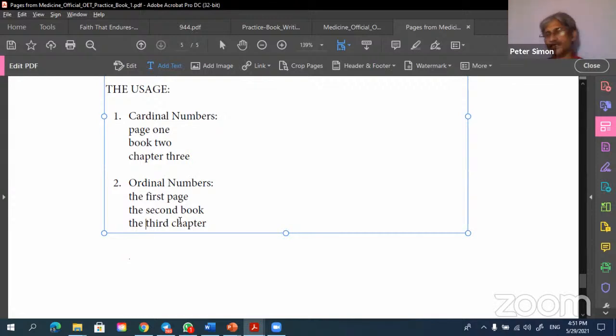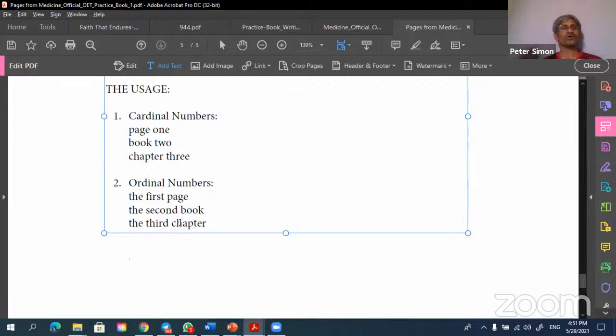So adjective of number: 4 books is different. 4 books are different. 4 means total. But book 4 is only one. Book 4 from the left, or the 4th book from the left. So cardinal number comes after the noun. Ordinal number comes before the noun, and it will be only one. Therefore, the is a must before ordinal numbers. So apply this rule wherever you are writing and speaking. Make it a habit.